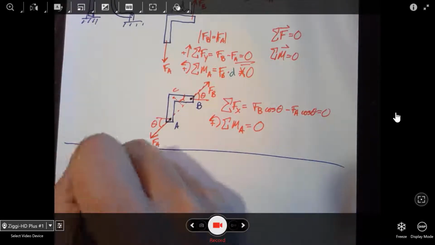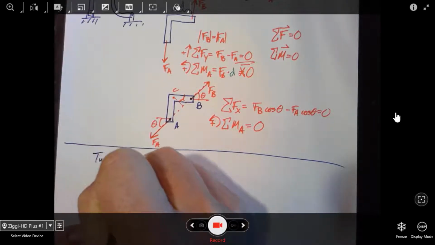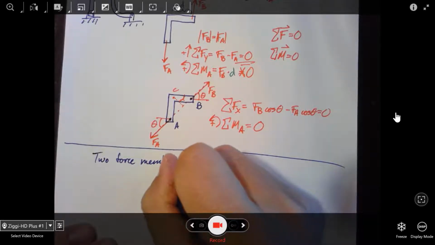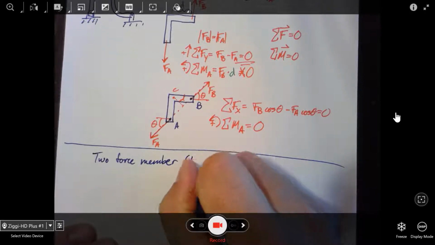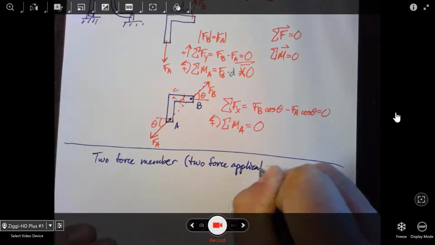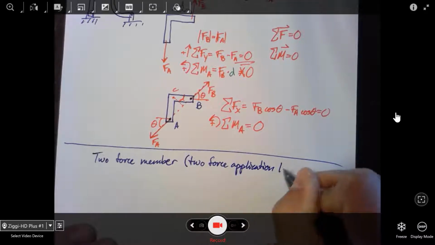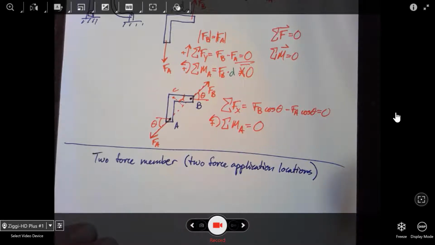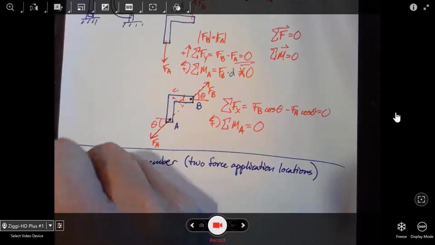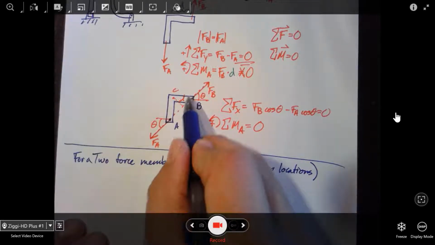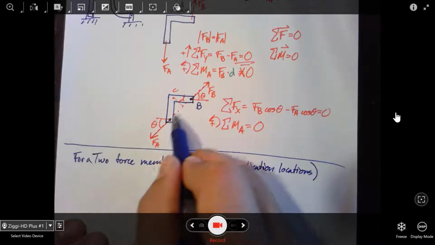A two-force member, which we're going to find as having two force application locations. And I should say, sorry, for a two-force member, which I'm going to tell you is any member that has two force application locations. So what I mean is two places where forces are applied. So in our example, it's A and B, right?